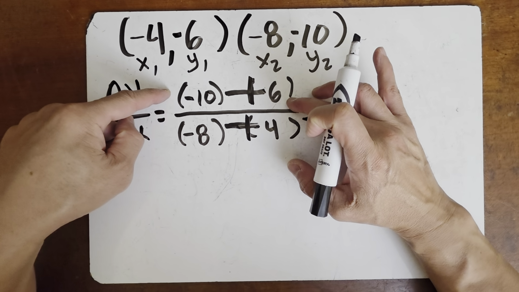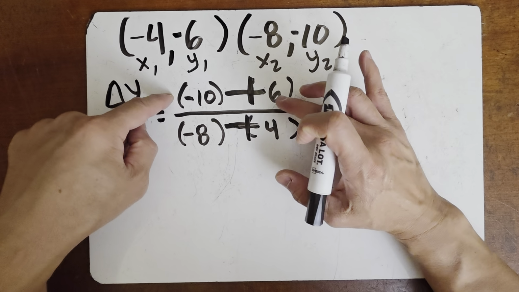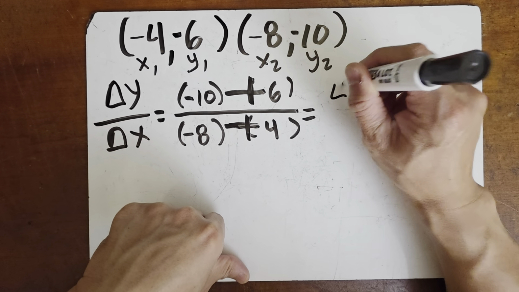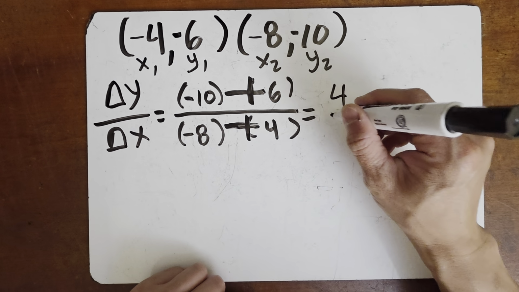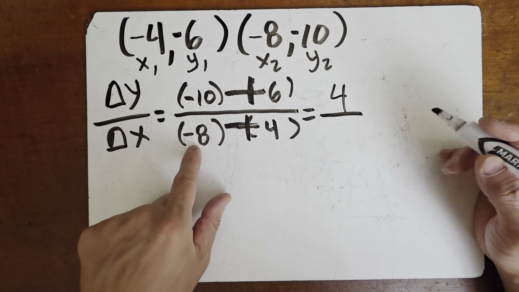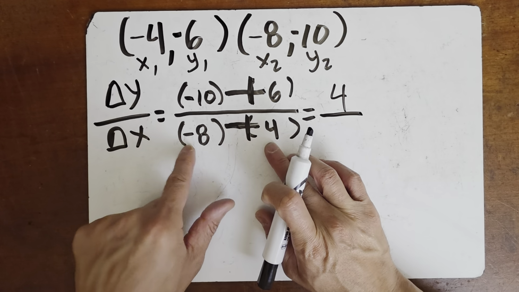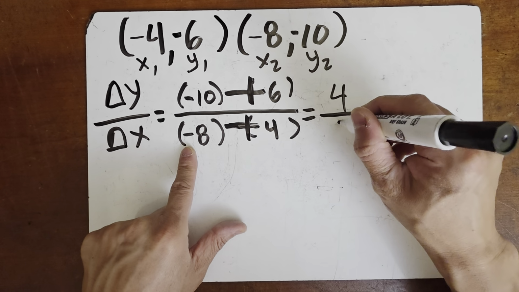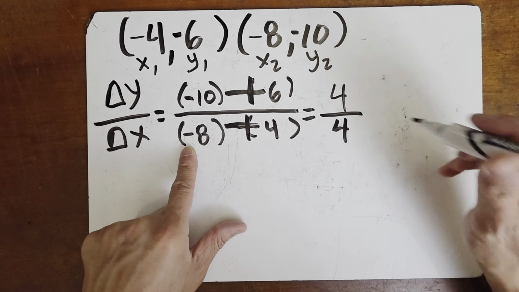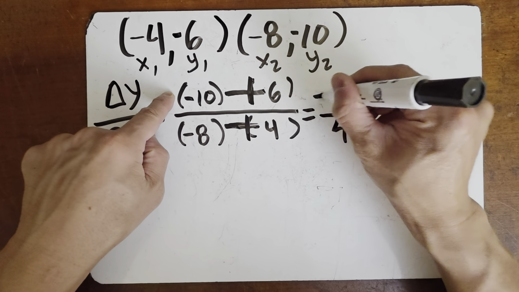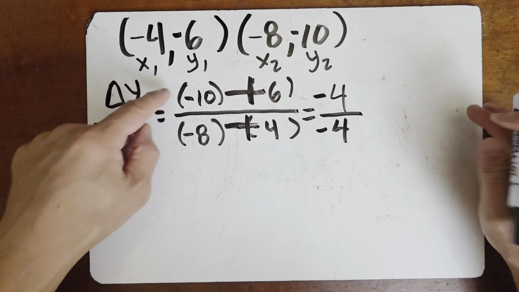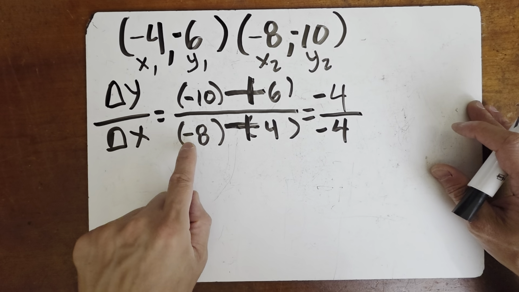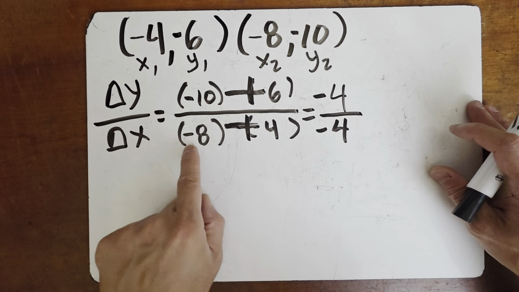-10 plus 6. The signs are different. This is a negative. This is a positive. So we subtract. 10 minus 6 is 4. Over -8 plus 4, this is negative, this is positive. So they're going to subtract. 8 minus 4 is 4. And the sign for this is negative. The sign for this is also negative because the 10 is bigger than the 6, so we keep the negative sign. The 8 is bigger than the 4, so we keep the negative sign.